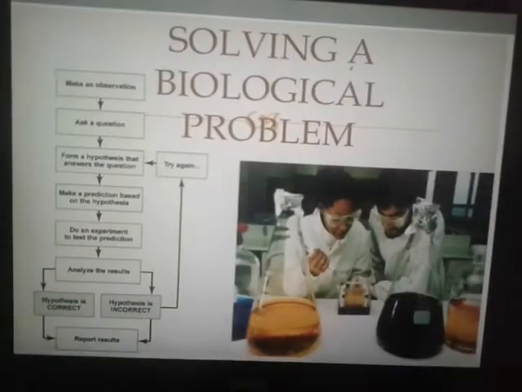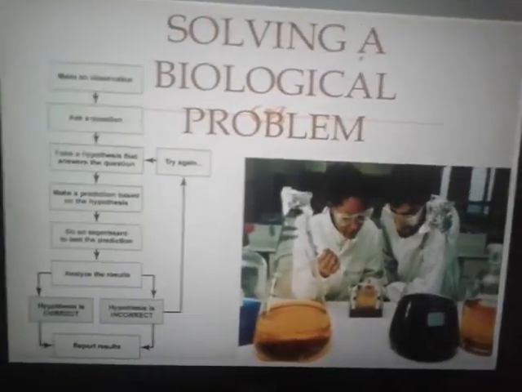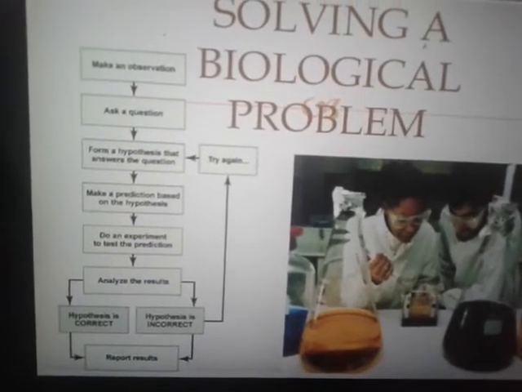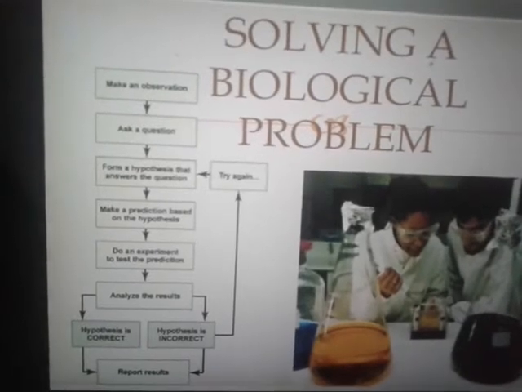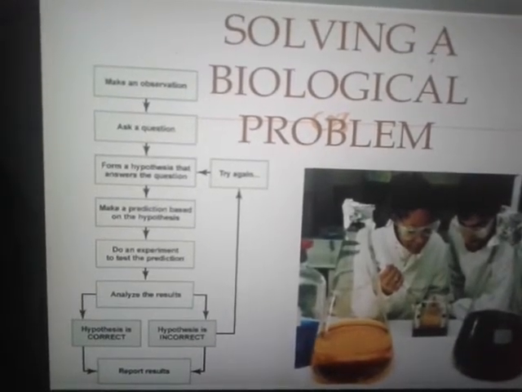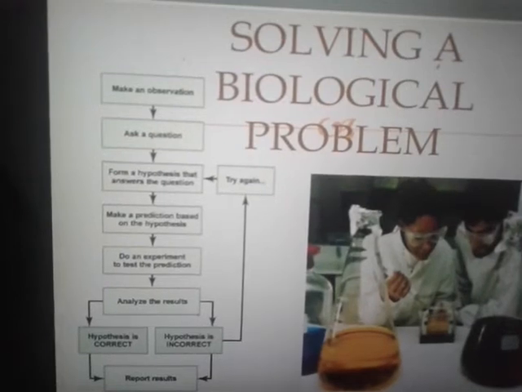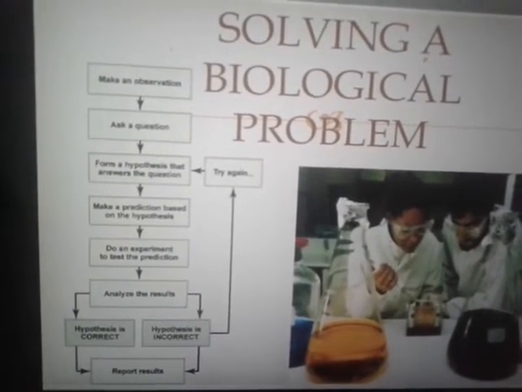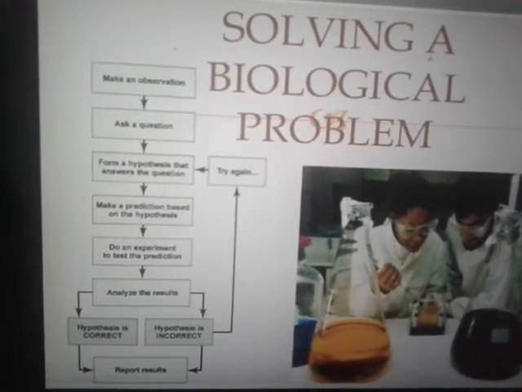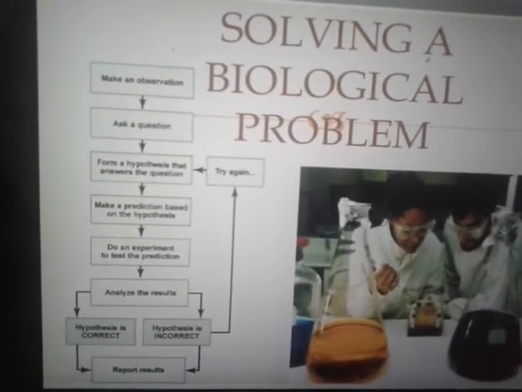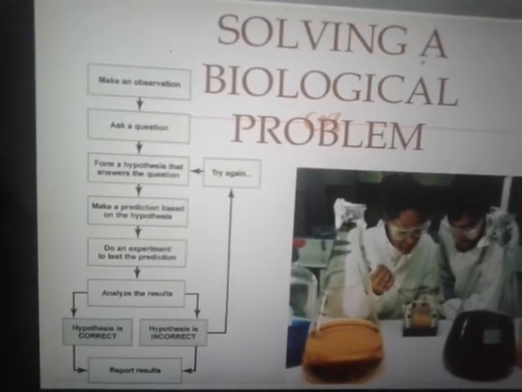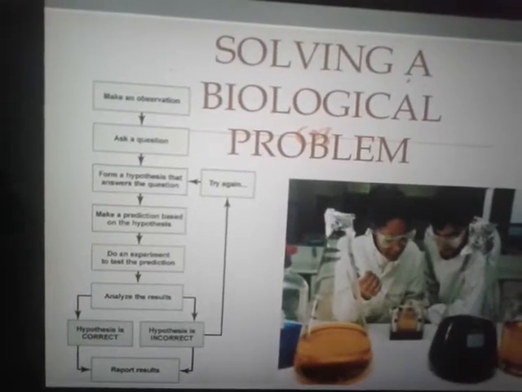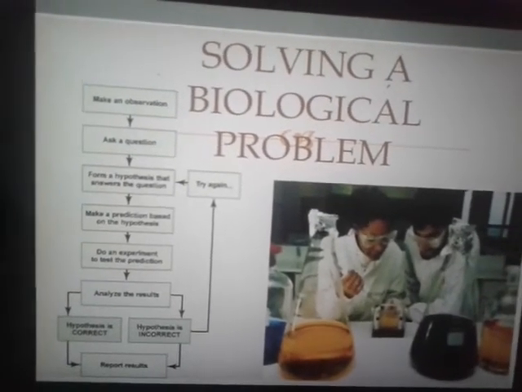Result, positive or negative. Solving a biological problem involves making an observation, asking a question, forming a hypothesis that answers the question, making a prediction based on the hypothesis, doing an experiment to test the prediction, and analyzing the results. If the hypothesis is correct, then report results, and if the hypothesis is incorrect, then try again and form a hypothesis that would answer the question.